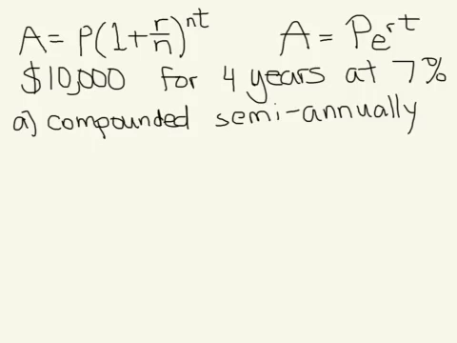Most of the time we're going to use this formula, which is A equals P times (1 plus R over N) to the NT power. A is the amount you're going to have at the end. I think of A standing for after. P is the amount of money you put in at the beginning. P stands for principal, but you can also remember that by thinking of the word pre or before.